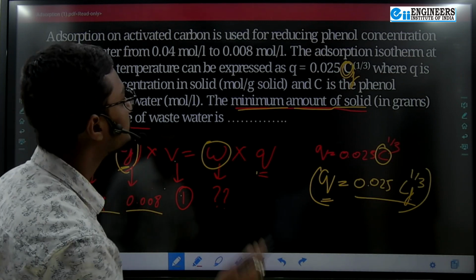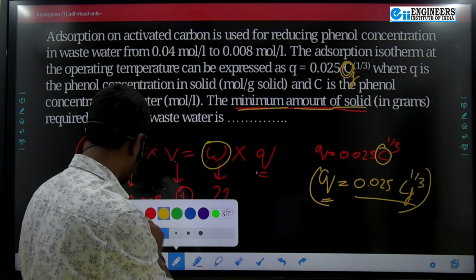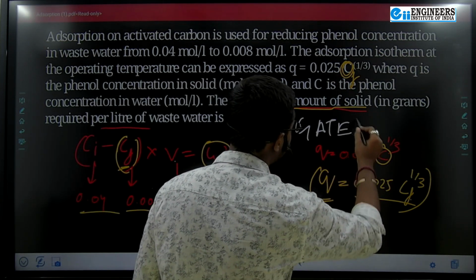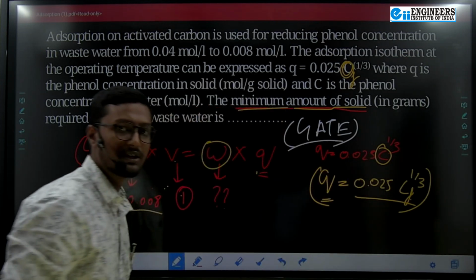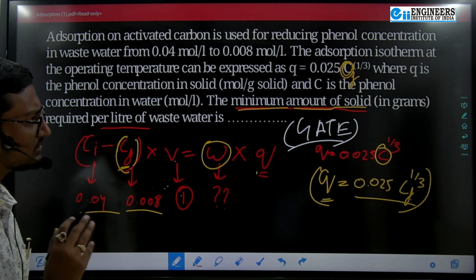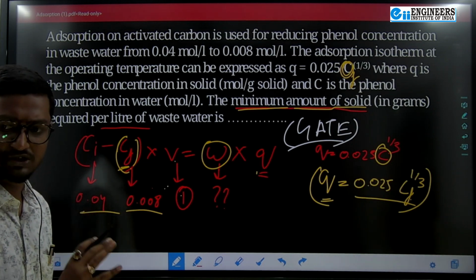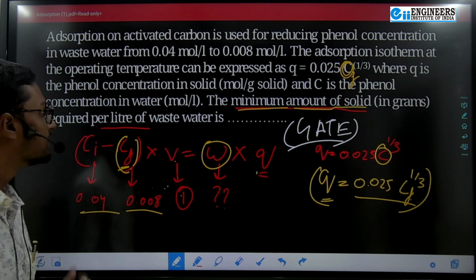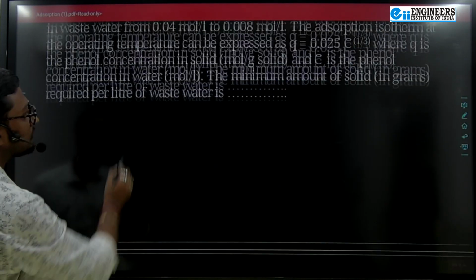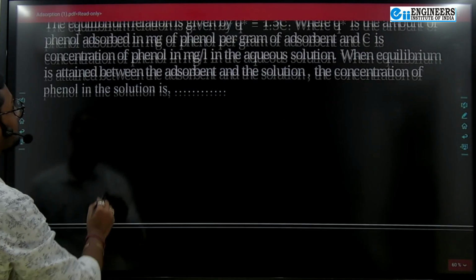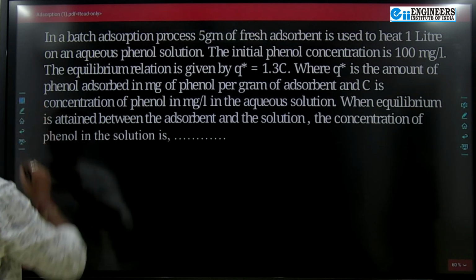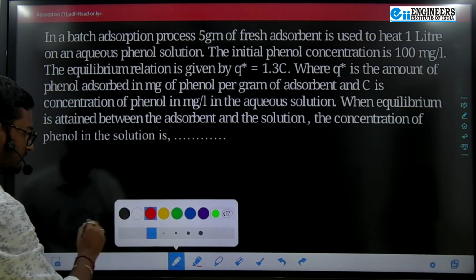Okay, so this type of question is also a previous year question for GATE. It came in GATE in the year 2018-19, something like that. These two are the only types of questions that have come from adsorption in GATE till date. I'll give you one more question for homework that you can try on your own. It is like the same question only. You can try to do it on your own at home.